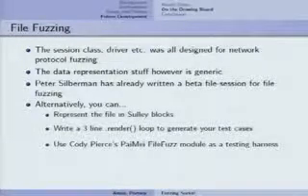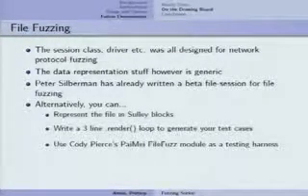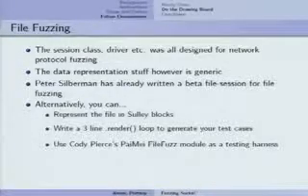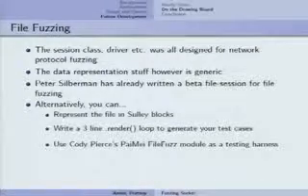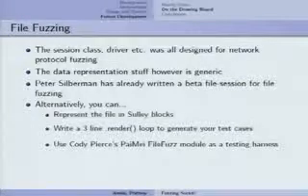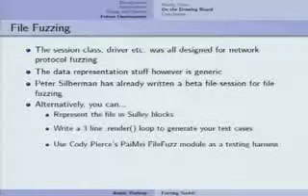File fuzzing: although we've designed this really for network protocol fuzzing and the session is specific to that, the data generation is really global. So Peter Silberman has already written a beta replacement called file session. Alternatively, you can just do this data generation and loop through the .render call, and then take all these generated files and plug them into Cody's file fuzz and use that as a testing harness.